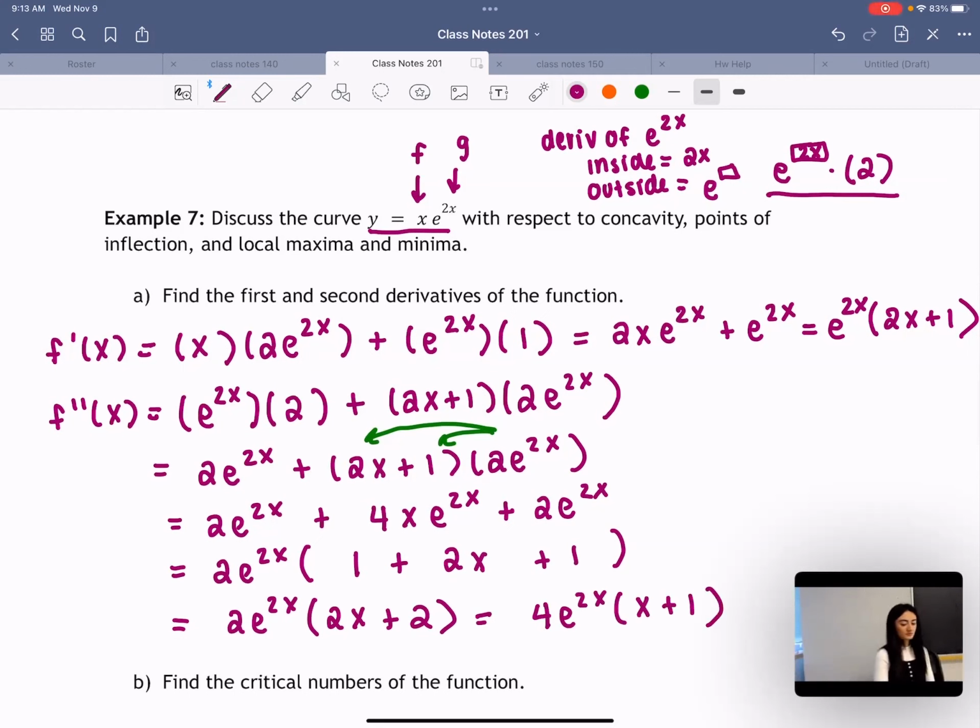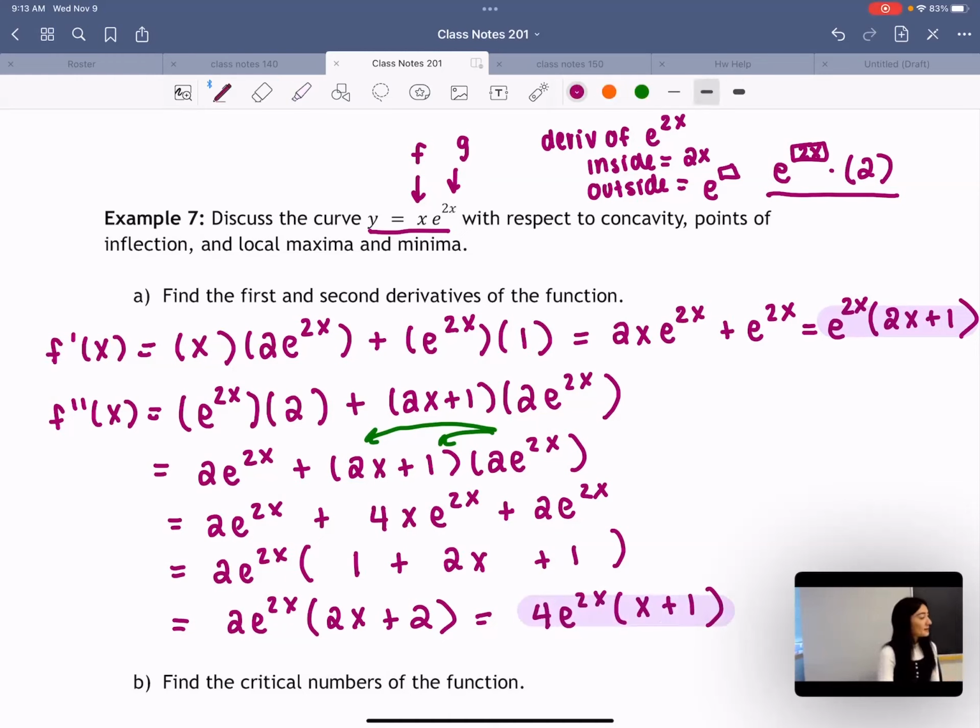Okay. So there's a lot of steps. If you got there without the steps, that's also fine. So we got our first derivative, which is e to the 2x times 2x plus 1. And then our second derivative is 4e to the 2x times x plus 1.